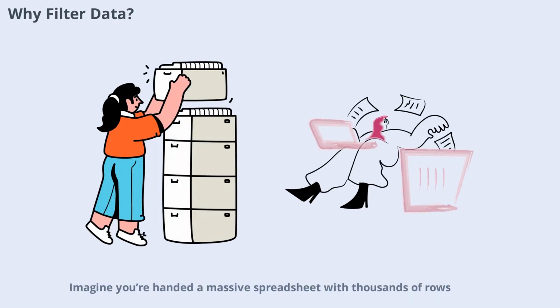Imagine you're handed a massive spreadsheet with thousands of rows. It's overwhelming, right? That's where filtering comes in. By using SQL filters, you can quickly narrow down your data to just the rows that matter. This not only makes your analysis more manageable, but also ensures your results are accurate and relevant. Filtering helps reduce data noise, improves performance, and lets you focus on what's truly important for your analysis.